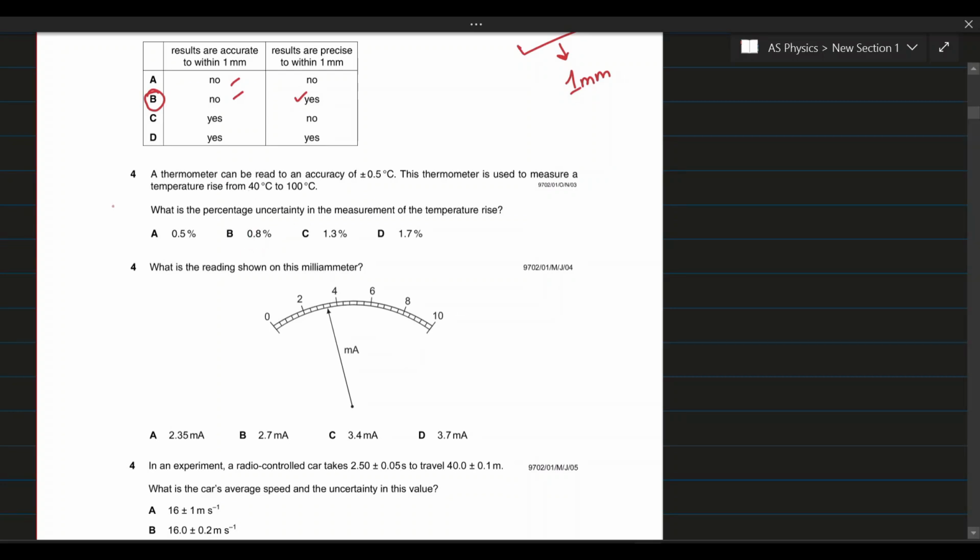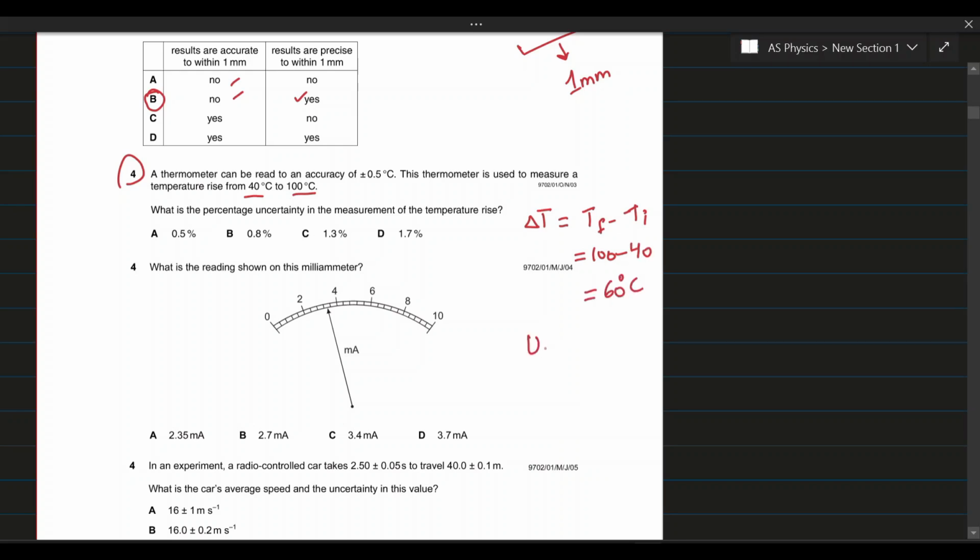So now this MCQ. Thermometer can read to an accuracy of 0.5 degree Celsius. This thermometer is used to measure temperature rise from 40 to 100. What is the percentage uncertainty in the thermometer of the temperature rise? So you know how we can calculate temperature rise? T final minus T initial. So T final is 100 minus initial, that would result in 60 degrees Celsius.